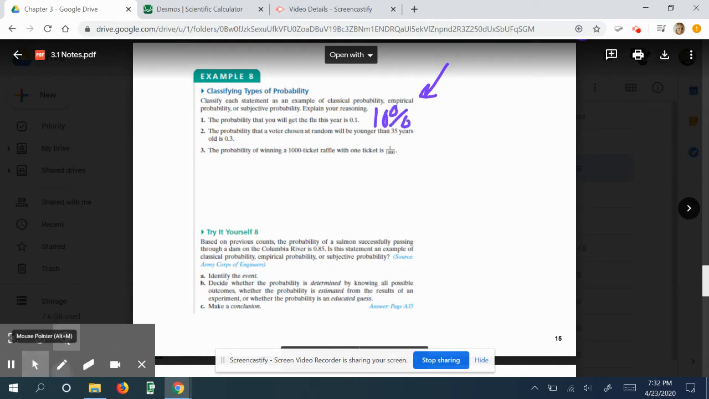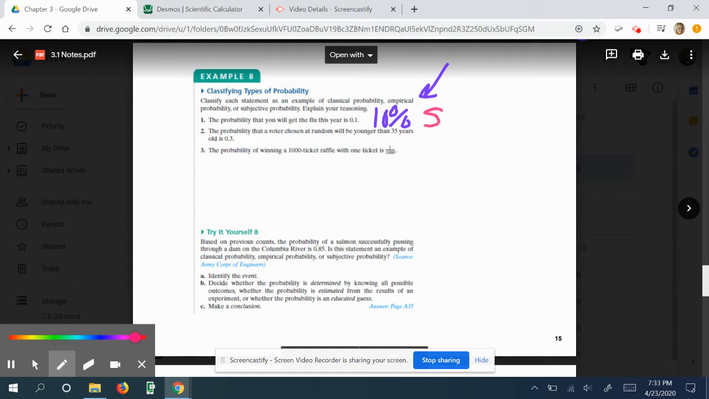Well, first off, we think about this. Does everybody in the whole world have a 10% chance of getting the flu? Well, the answer is no, because some people have more of a chance of getting it, and some, like Eskimos who live in the Arctic, aren't around people, they're probably not going to get the flu. So this one is not classical. Then we look at empirical. Well, notice we don't have any data or anything like that with other people and what their percentages are, so that's not empirical.